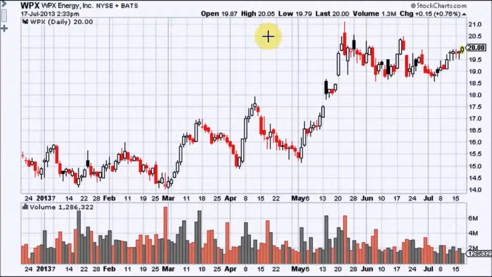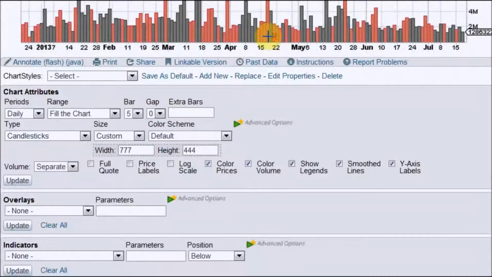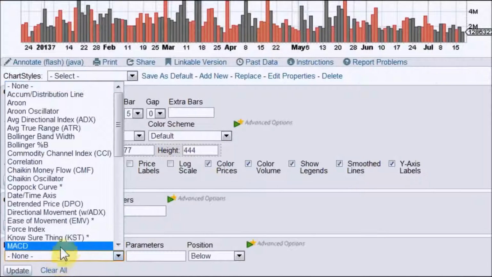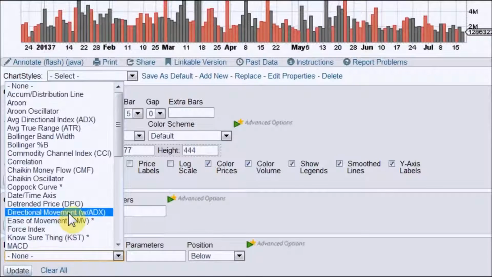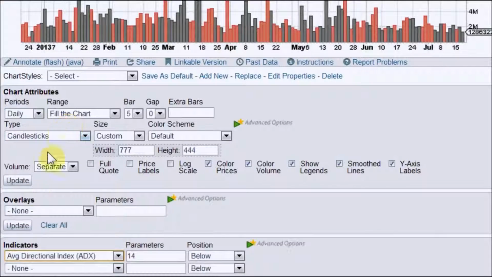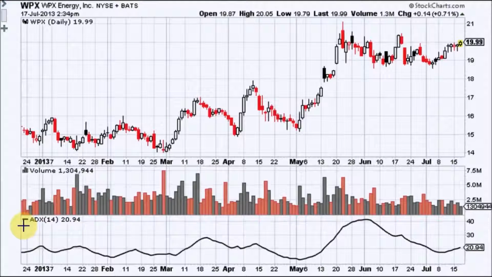Now let's go ahead and load up the ADX on this chart for WPX here on StockCharts.com. If you scroll down to the bottom, under Indicators, you will notice that there are two instances of the ADX. This first one just shows the ADX, and what it does is show the strength of a trend. It does not indicate which way the trend is. Anything over 20 means a stock is trending strongly.